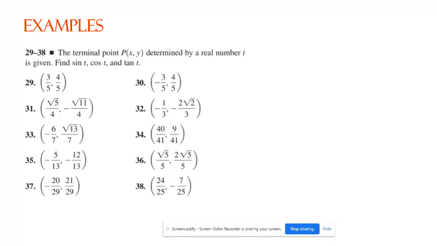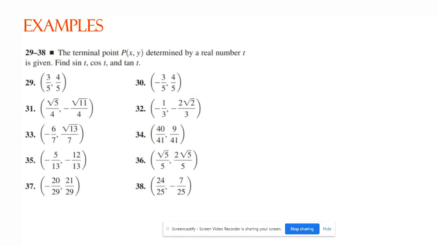So last thing I want to look at are these examples here. These are straight from the book. And you're going to do for your assignment the odd numbered ones, 29, 31, 33, 35, 37. So we'll look at a couple of the even numbered ones.